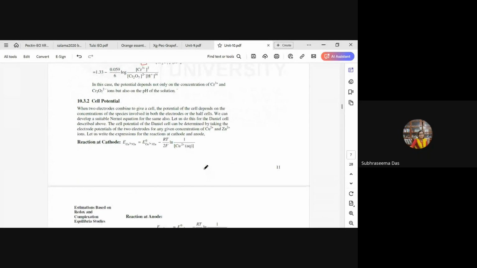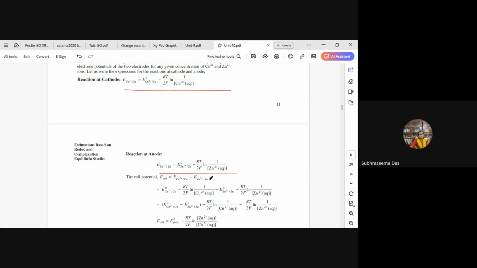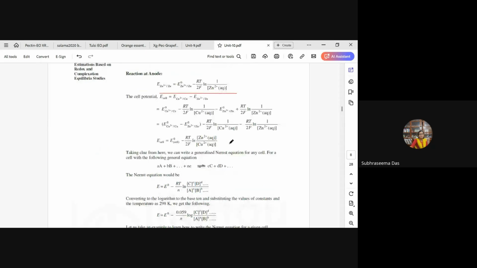Then coming to cell potential. When two electrodes combine to give a cell, the potential of the cell depends on the concentrations of the species, and we can also develop a Nernst equation for the same. This has been done for the Daniell cell. The reaction at the cathode for a Daniell cell is given by this equation, and the reaction at the anode is given by this equation. The overall cell potential can be calculated by the reaction at the cathode minus the reaction at the anode, and the cell potential has been found to be this.